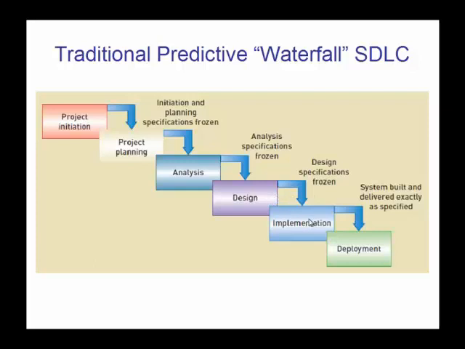And then based on that design, you'd go into the implementation phase and implement, meaning write the programs that would implement the design. And then the system is built and delivered exactly as specified and exactly as planned, and then there'd be deployment. The reason why this is called waterfall is at the end of each phase you go over the edge and there's no going back. And then you go over the next edge of the waterfall and there's no going back. You're committed to going from phase to phase.